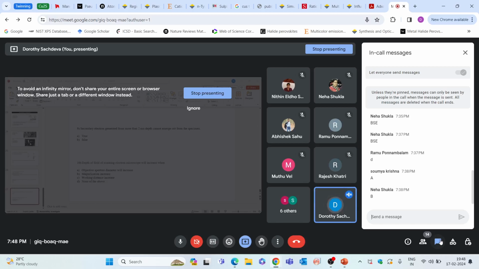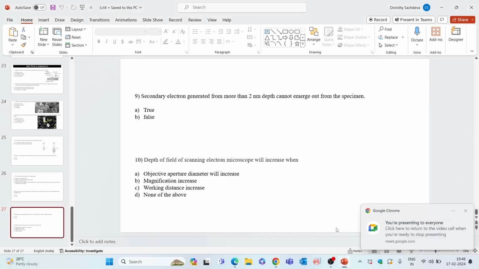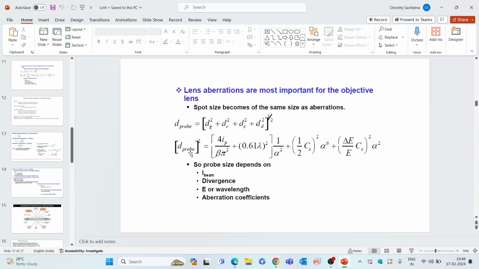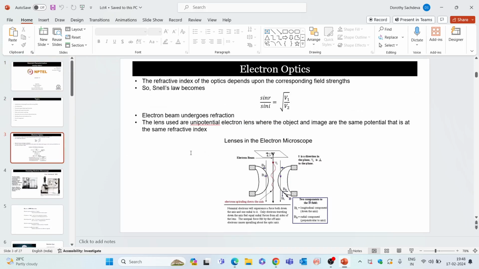Yes, Ramu, the answer is option C, by increasing the working distance. As we increase the working distance, we have seen multiple times in multiple slides in multiple ways that alpha will change. As a result, the depth of field will increase and the resolution will decrease. So I guess I have made myself as clear as I could to give you the basic introduction of this SEM course.